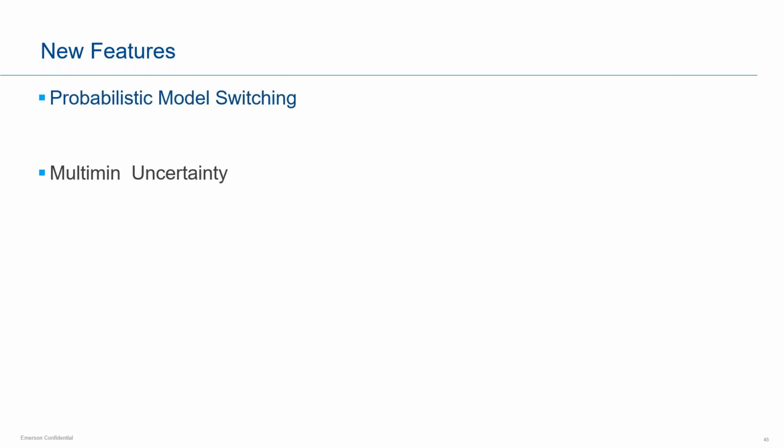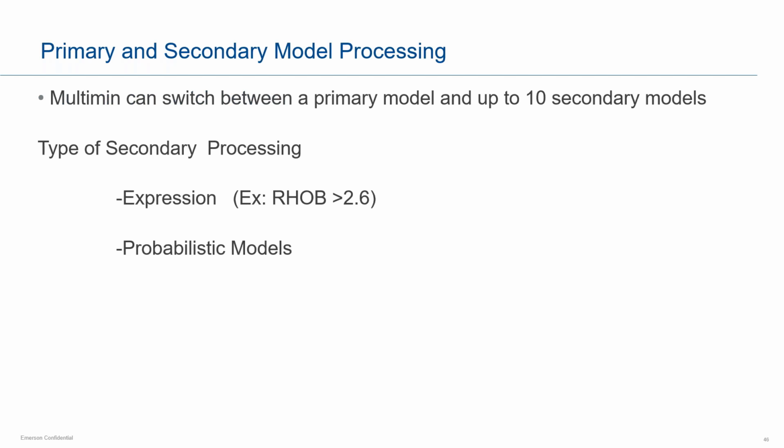In Multimin, it is possible to switch between a primary model and up to 10 secondary models. Assume I'm working in a clastic reservoir and there are some calcareous streaks. It was possible to write an expression saying, I have a primary model, which is the clastic model, but if there is an area with a calcareous streak, let's say density is greater than 2.6, run the calcite model. So it was possible in previous versions also.